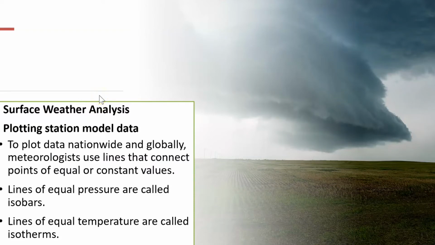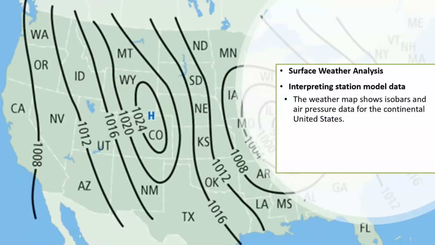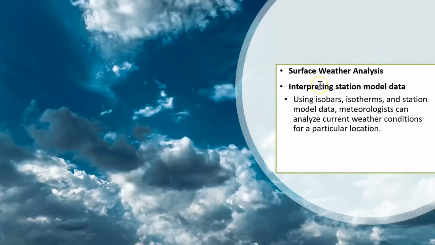To plot data nationwide and globally, meteorologists use lines that connect points of equal or constant values. And so there's a few different types of these. We have isobars, isotherms, and contour lines. So here's an example of isobars, and what this basically means is these different sections that are near this line are that pressure. And then the pressure changes in these different areas. You might have seen weather forecasts where, instead of isobars, they'll be isotherms, and they'll group together cities, for example, that have the same expected temperatures. So using isobars, isotherms, and station model data, meteorologists can analyze current weather conditions for a particular location.